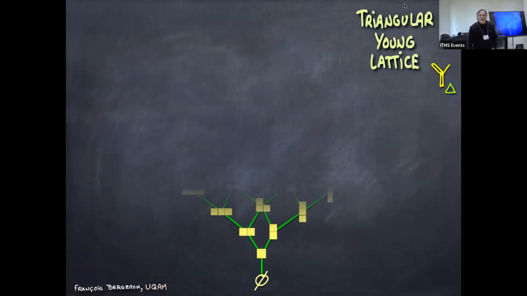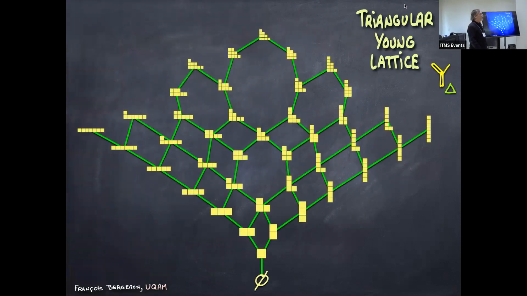And now let's go to the Young lattice. And there is something really beautiful that happens. So this is the Young lattice restricted to triangular partitions. If you wanted examples of triangular partitions, you get lots here. And the Hasse diagram of the triangular Young lattice is planar and beautiful. You see structure here.